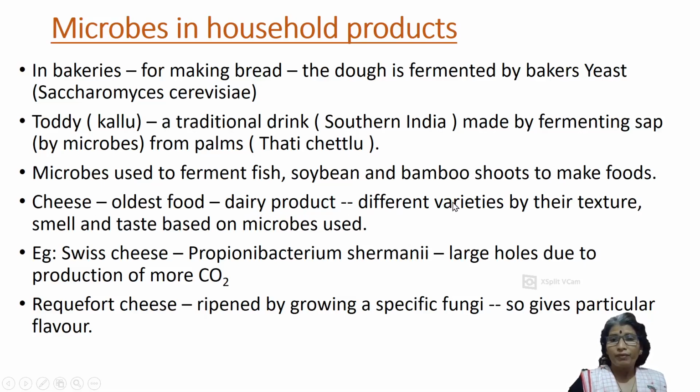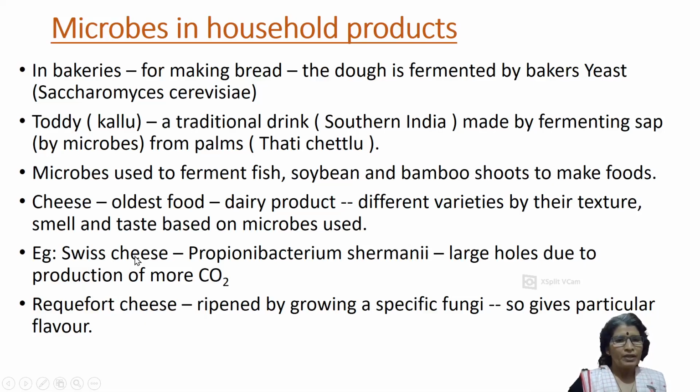Here, different varieties of cheeses we can get. In which way they are different? They differ by their texture, smell and taste, based on the microorganisms we use in the preparation. Texture means the cheese may be very soft, semi-soft or hard. So in this way the texture also differs. And here are two types of cheeses as examples: one is Swiss cheese and the other is Roquefort cheese.